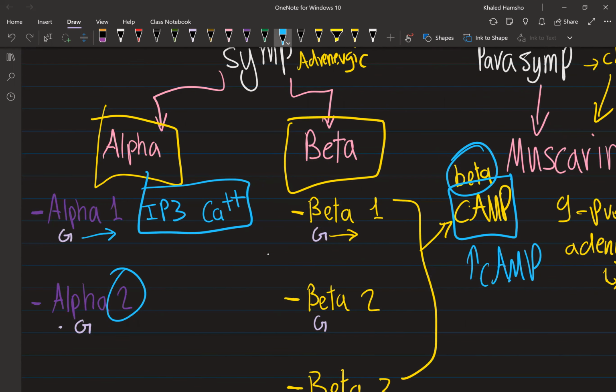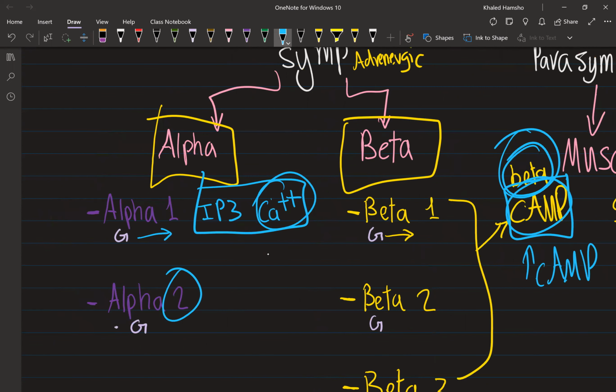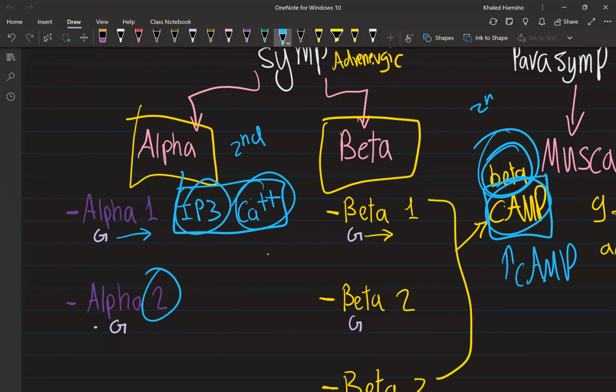So beta have to do with cyclic AMP going up. Alpha 1 has to do with calcium and IP3 going up. These are just secondary messengers. They signal things, and I will discuss what they'll signal in just a second.